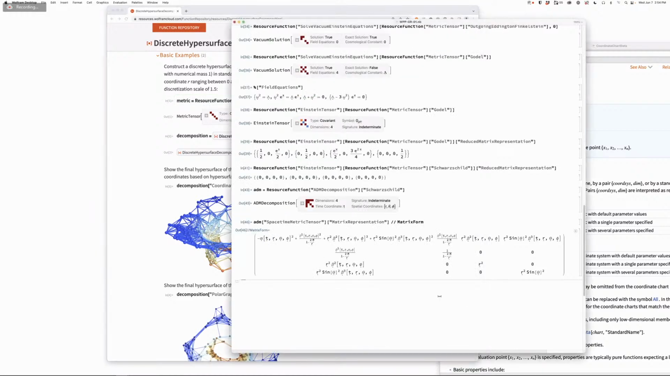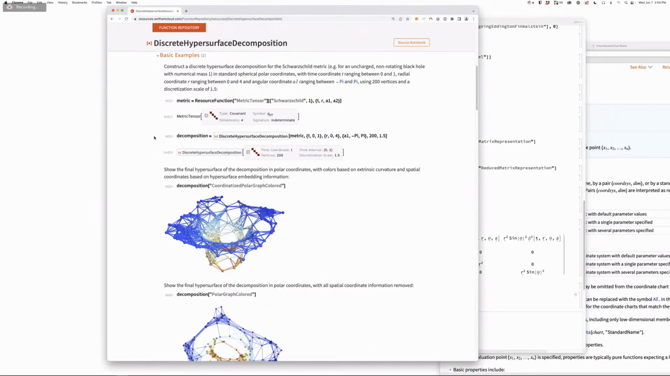Okay. With those symbolic parameters. Well, those are the coordinates. There should be no symbolic parameters if we want a numerical thing. Okay, fine. Then what does this mean? So that's telling you which part of the geometry you want to decompose. It's saying time between 0 and 1, radial coordinate between 0 and 4, and the theta coordinate between -π and π. Then we're saying we want 200 vertices and an initial refinement scale of 1.5.